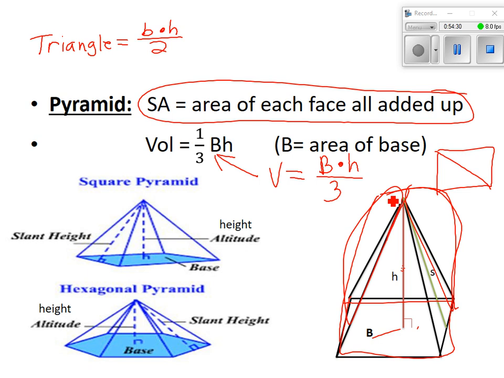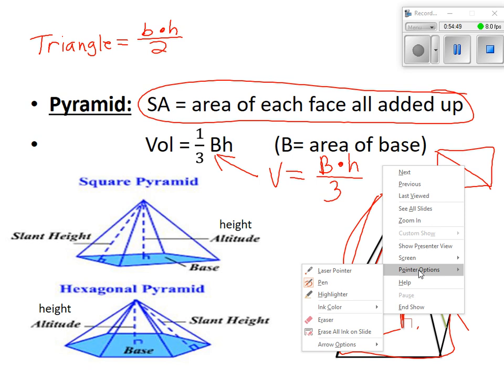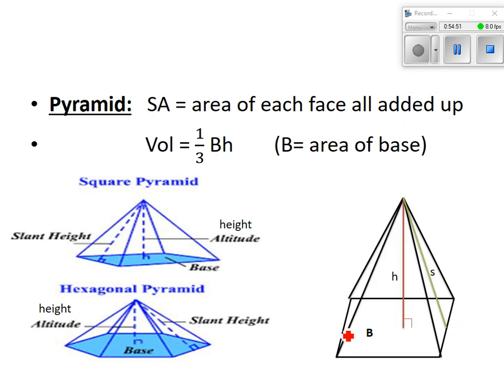Same thing as on the other one, slant height goes down the side of the pyramid. Regular height goes right through the middle of the pyramid. Alright, so you need to know both those. And again, let me erase some of this. If I do this, make a triangle. What kind of triangle? A right triangle.